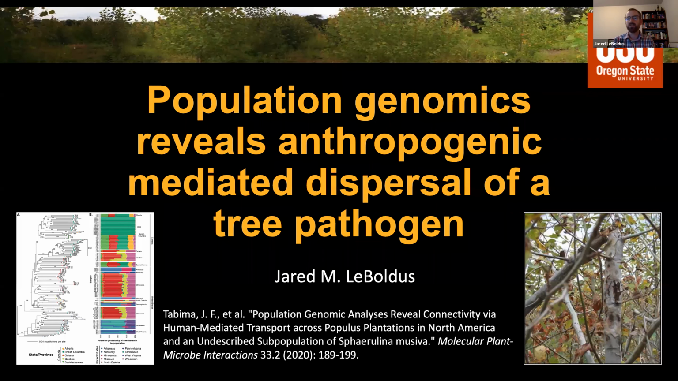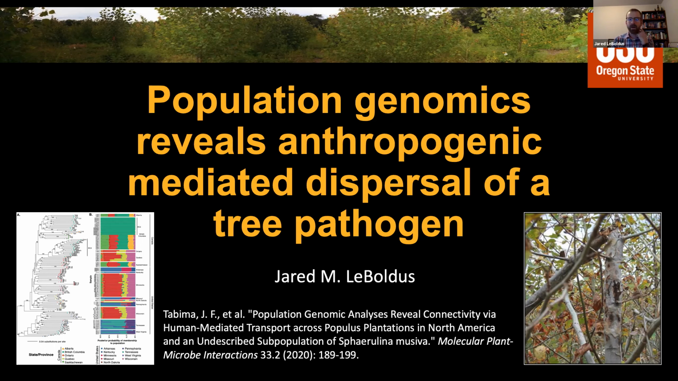Just to introduce myself, I am an assistant professor at Oregon State University. I'm a forest pathologist, and I work in two worlds. The first is that I study host-parasite interactions in poplar, and with the pathogen I'm going to talk about today, Sphaerulina musiva, we're basically looking to identify genes that mediate that interaction. That's what led us to this population genomics approach that I'm going to talk about here.